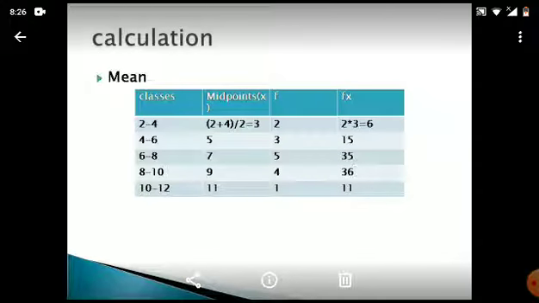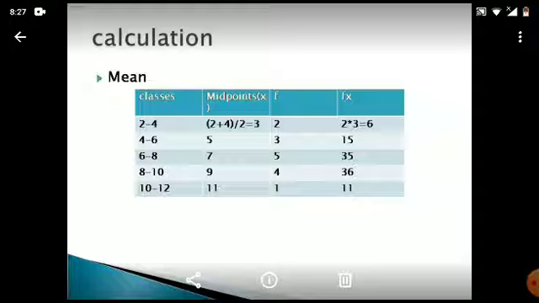First of all, in this case we have to find x, where x are the midpoints, and midpoints are obtained by adding the two class boundaries of a class and dividing the answer by 2. In this case we have 2 plus 4, that is equal to 6, and divided by 2, that is equal to 3. Now you multiply f with your corresponding x. As we have found x here as 3, in the same manner we have found the x for the next class. 4 plus 6, that is equal to 10. 10 divided by 2 is 5.